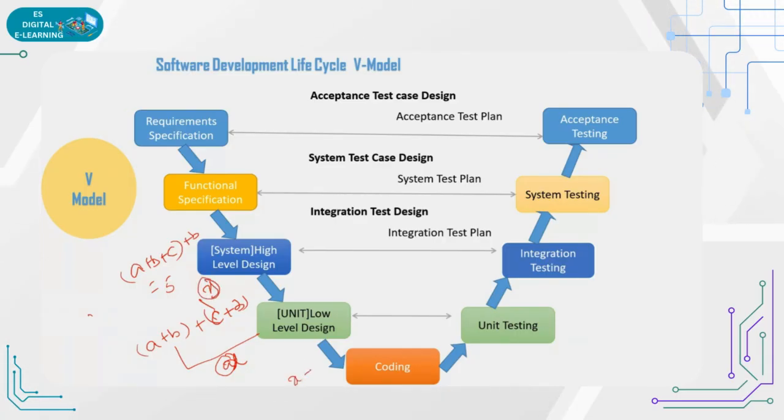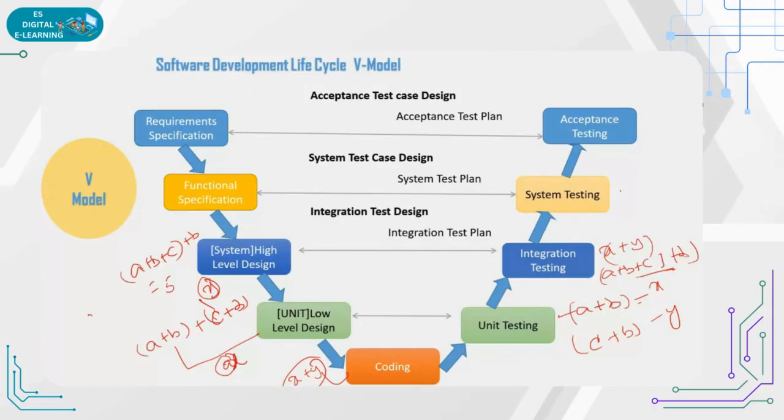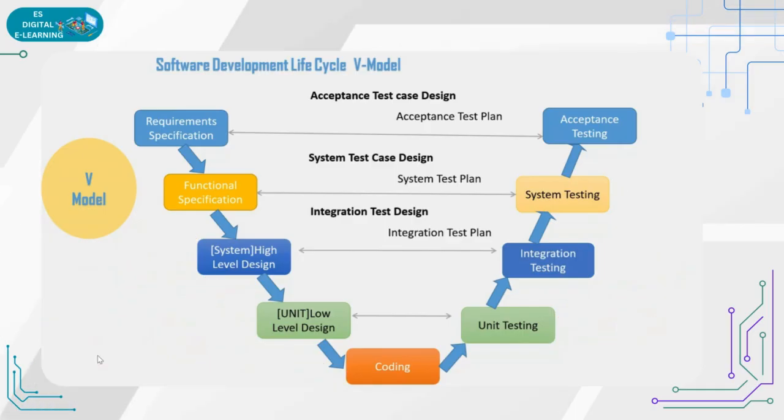Now they made the code of X and Y, and at the unit level they will separately test A plus B, and separately test C plus D, that is the testing of X and the testing of Y. Now they need to integrate it again. So they integrate X and Y, which is A plus B plus C plus D. Whatever input they give, they will do as part of system testing, and they will do the acceptance testing: what requirement was given, and how it is working.